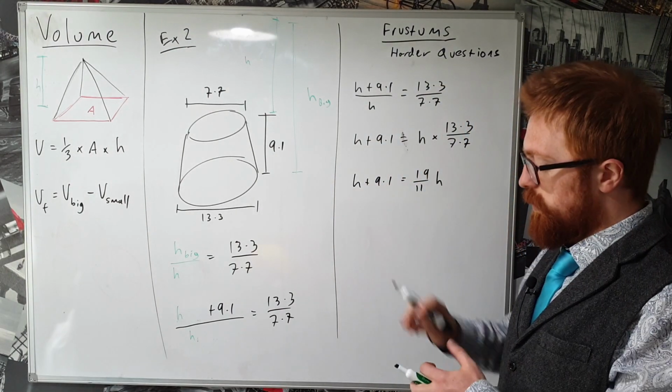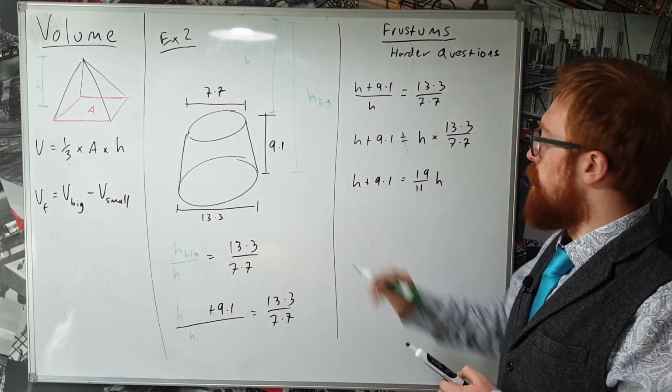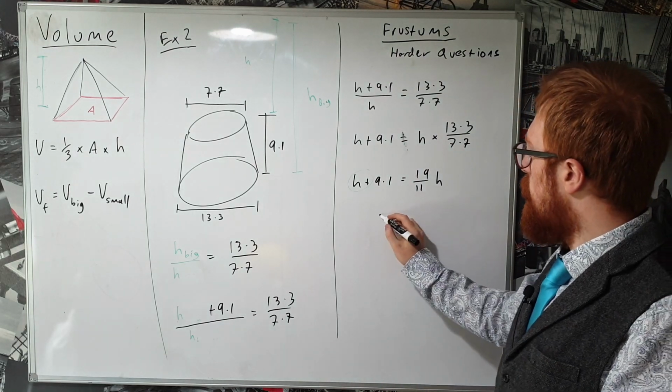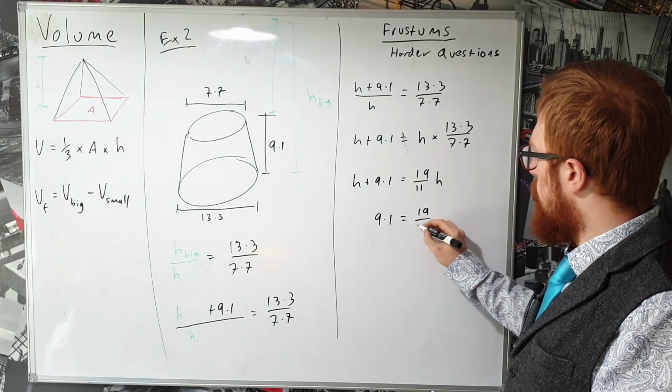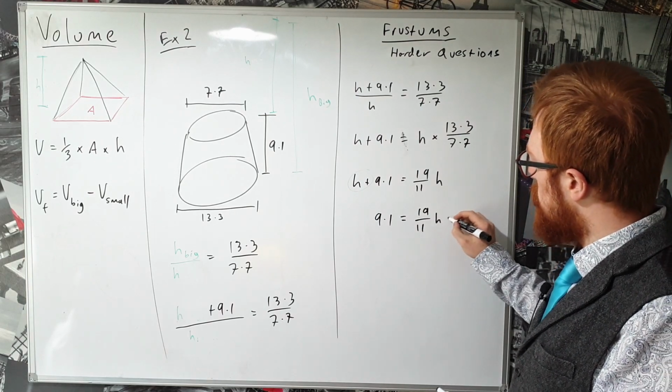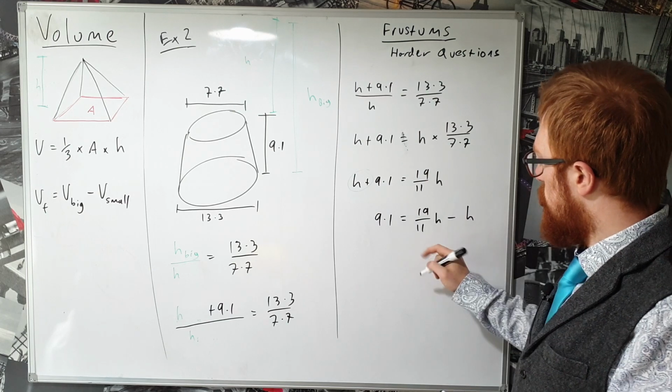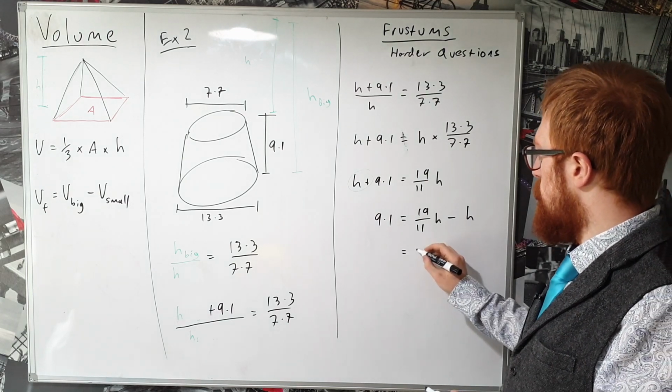So what I'll do is I'll just subtract this h from both sides. So we get 9.1 is equal to, well, 19 elevenths h minus 1h is going to be 8 elevenths h.